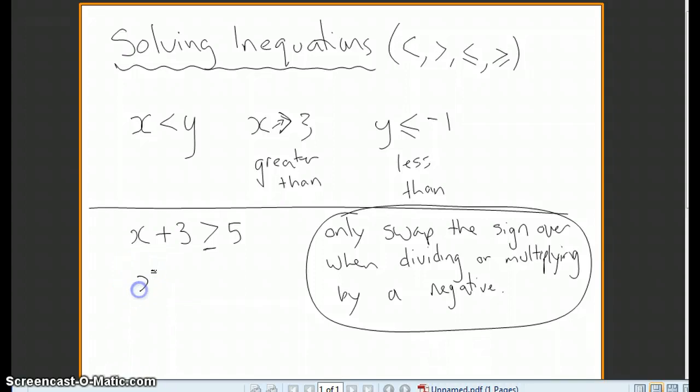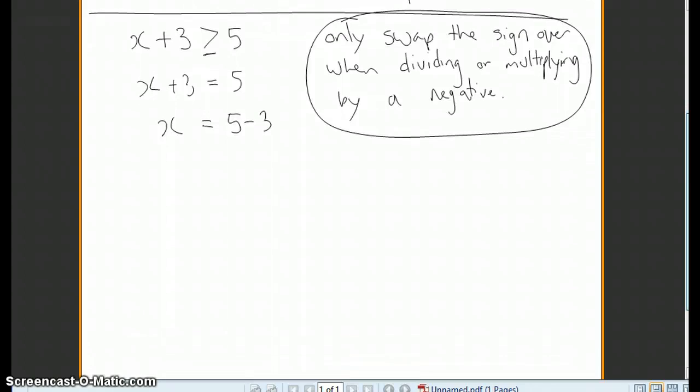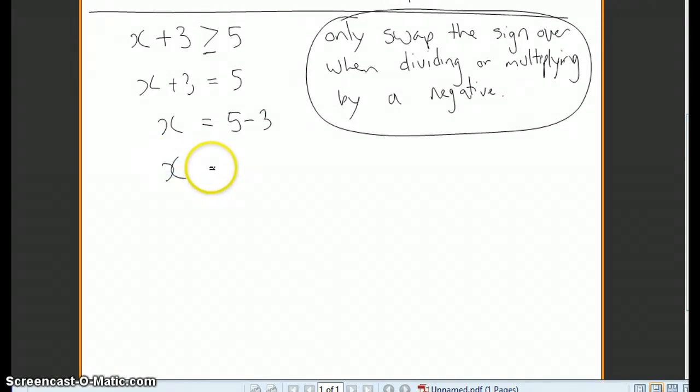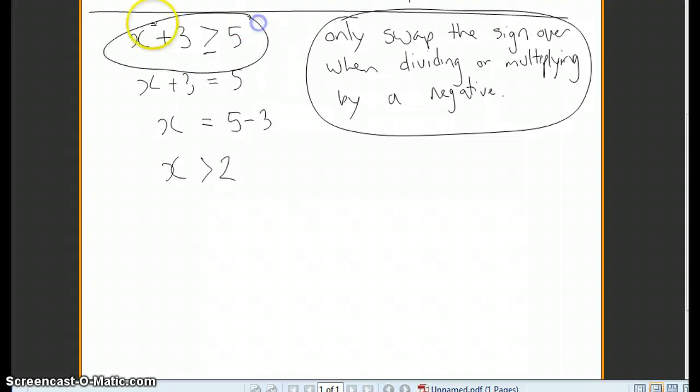So in my head, all I'm going to do is think of the inequality sign as an equal sign and solve it as per usual by going 5 minus 3. Change the positive 3 to a minus. Okay, and then x, I still need that inequality sign. It hasn't changed because I haven't divided or multiplied by a negative. So that reads that as long as x is greater than 2, this statement is true.